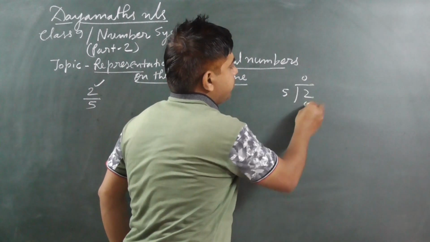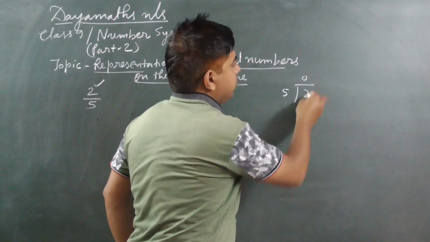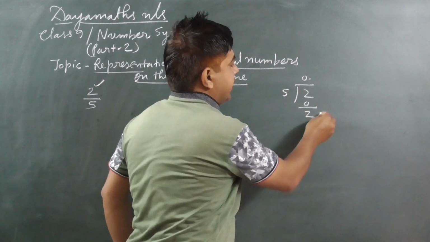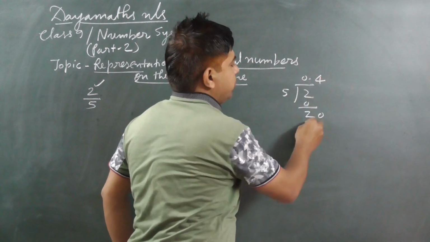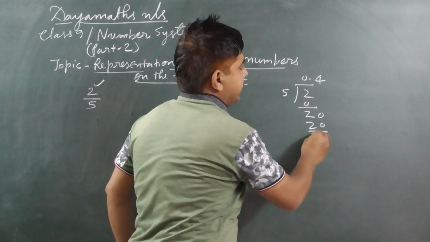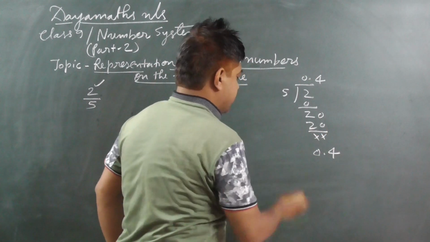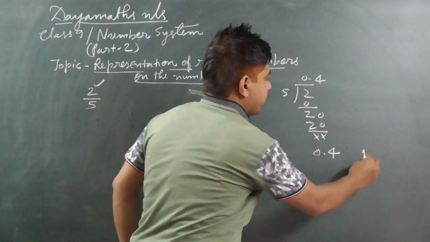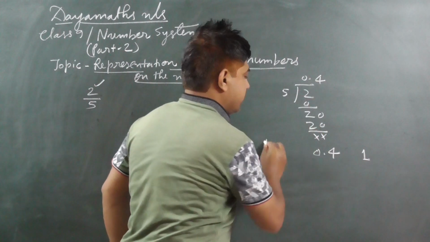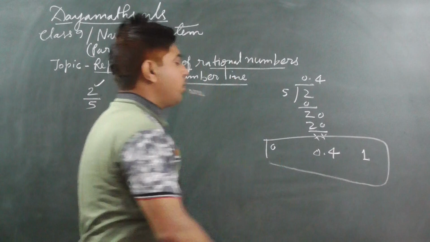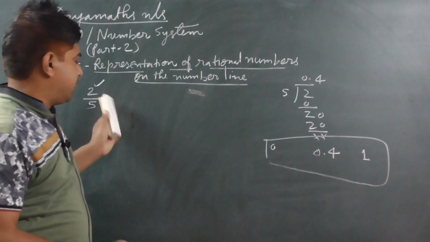If you divide 2 by 5, you see here 5 zeros are 0, you will get remainder 2. After putting the decimal, you get 20, and 5 4s are 20. So you are getting 0.4. So the value 0.4 is lying between 0 and 1. You can see this. Now here is a method to represent this decimal number.